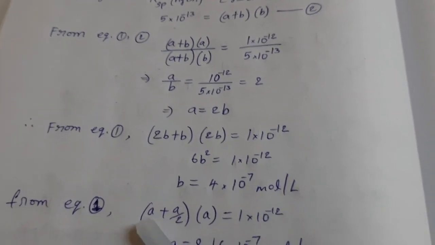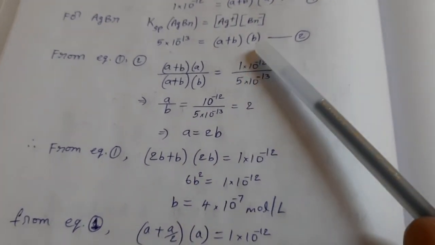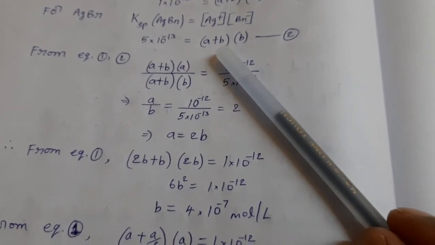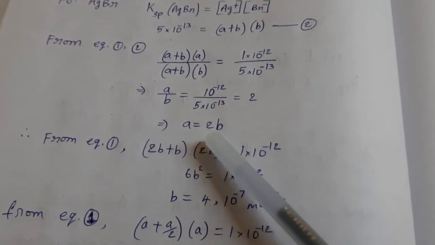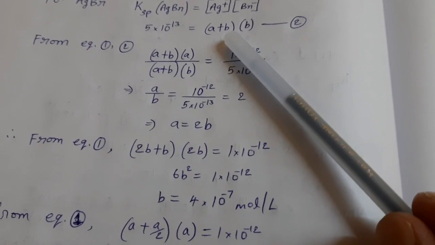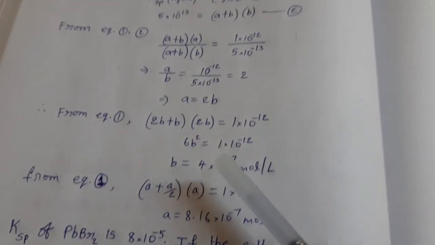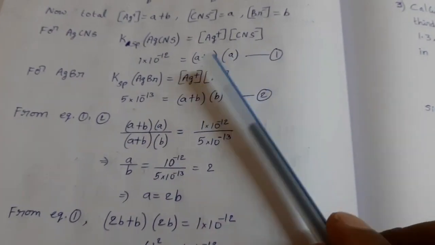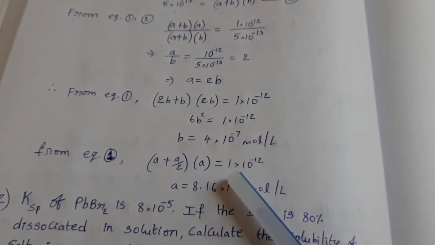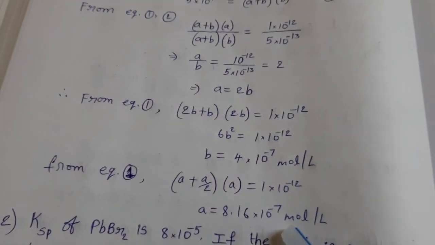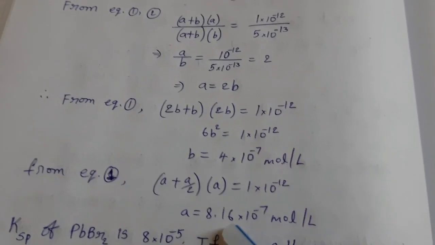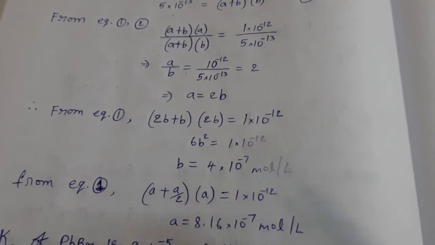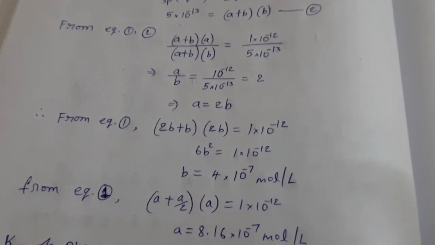From the same equation 1 we can calculate the A value. Now to get the A value, convert B in terms of A. So from this we can write B equal to A by 2. So in place of B, A by 2. See here, equation 1 means this one, with B as A by 2. So then we can get the A value. A means solubility of AgCNS, B means solubility of AgBr. These are the simultaneous solubilities.